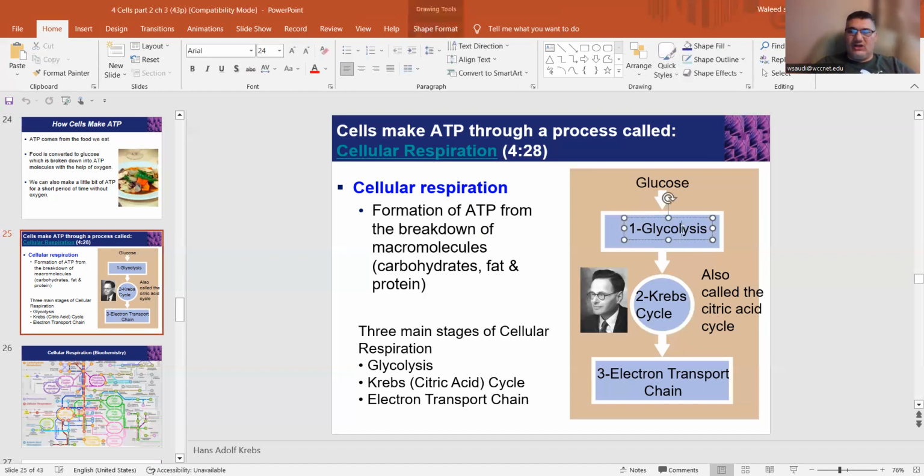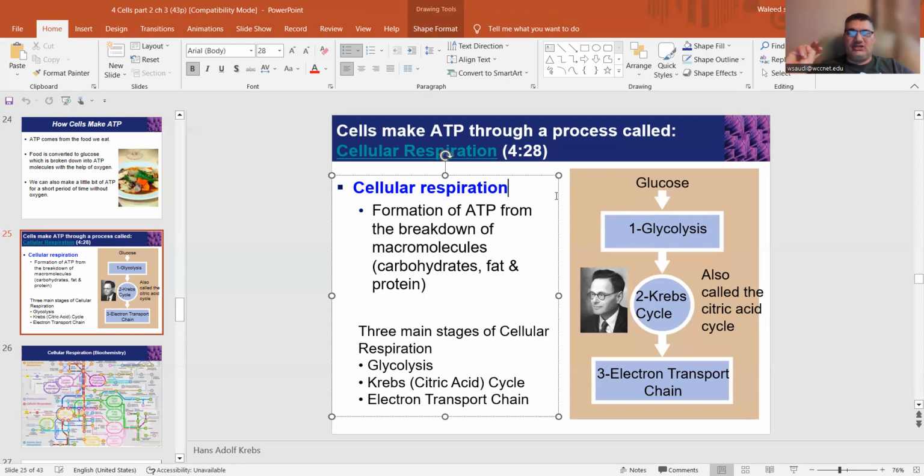In this process of glycolysis, you are going to utilize 2 molecules of ATP and you produce 4. So the net result is 2. And this is exactly what you have to know. What's glycolysis? Breaking down glucose. Where does it happen? In the cytoplasm. What's the end product? 2, 3 carbon molecules of pyruvic acid and a net result of 2 ATP.